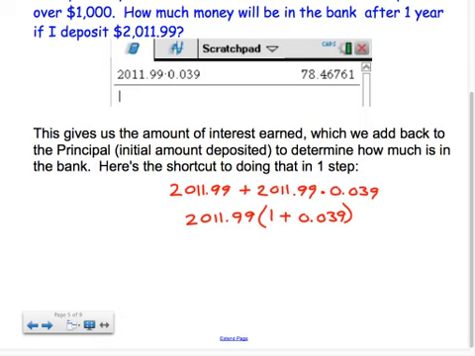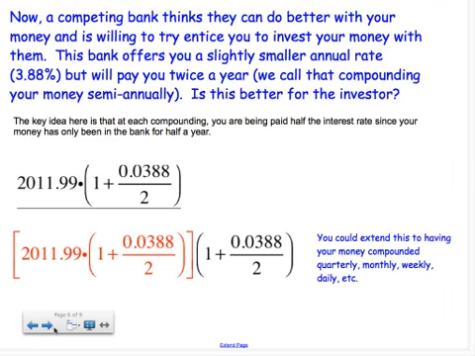So that would be a shortcut to figure out how much money you have in the bank after 1 year: you just take your principal and multiply it by 1 plus the rate. Easy enough, but things get more interesting.